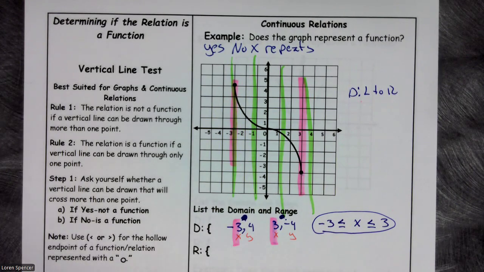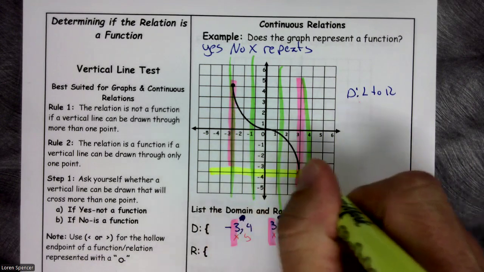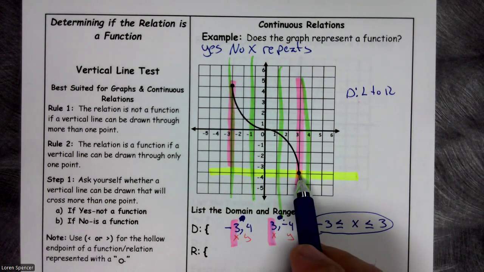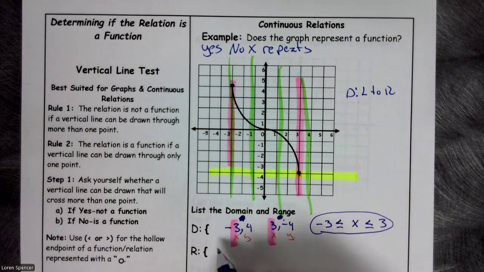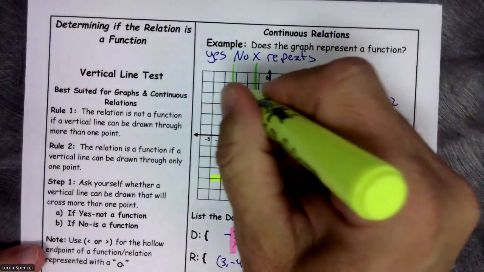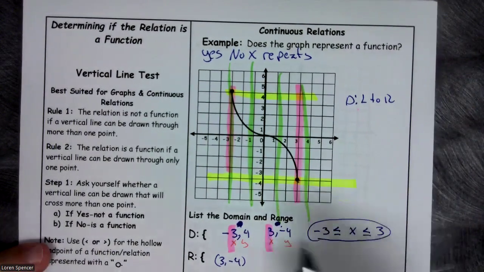Our range. Okay, we're starting out with the range, so we start at the bottom. We always start at the bottom, and then we go to the top. Well, the smallest value here, the one that's lowest down, is at 3, -4. So we're going to write down 3, -4. And then the top one is at -3, 4.